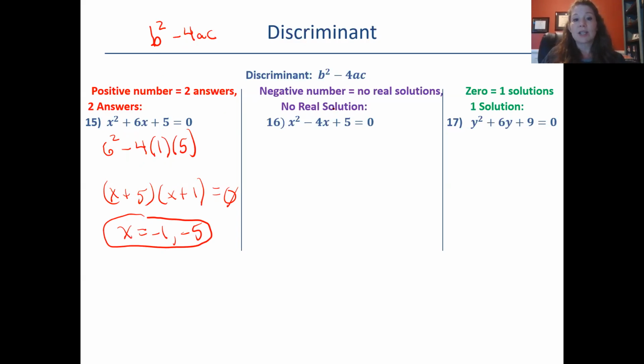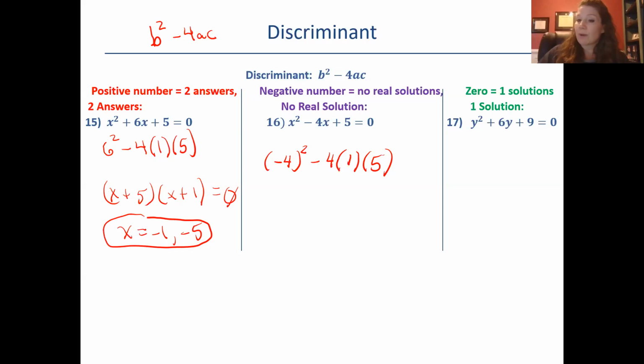Now this one is going to be an example where we're going to end up getting a negative number for the discriminant. So on this one, what is b squared? Well, b squared, so we're going to do -4 squared minus 4 times 1, or a, times 5. So in my calculator, I'm doing 4 squared minus 4 times 1 times 5. And my calculator tells me my answer is -4.